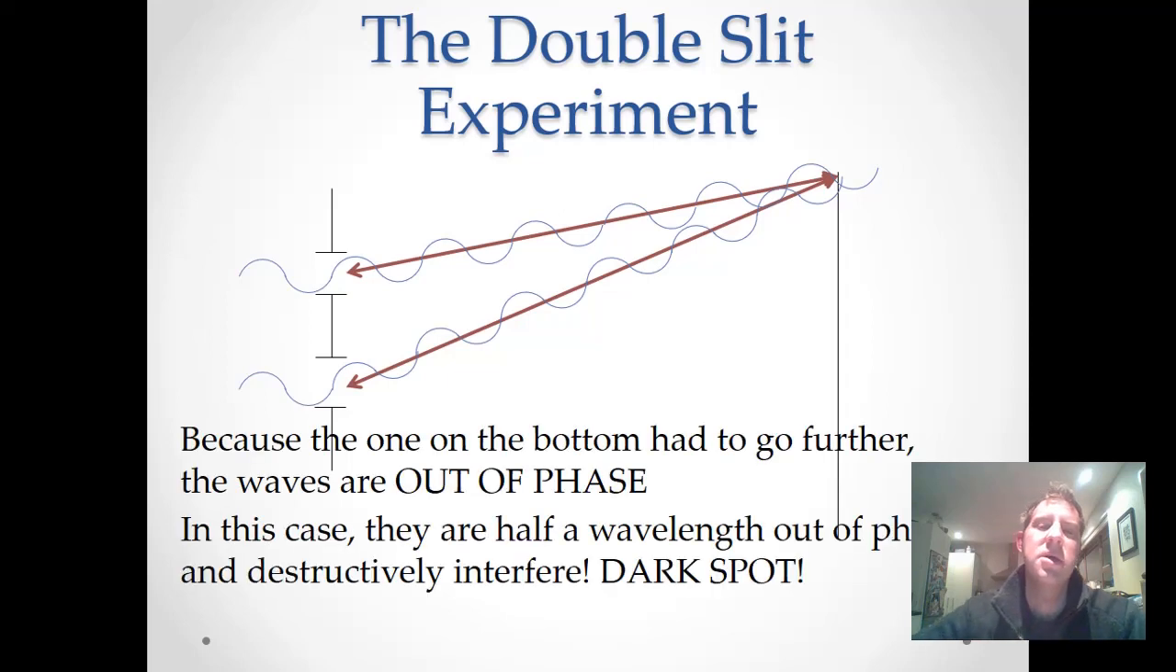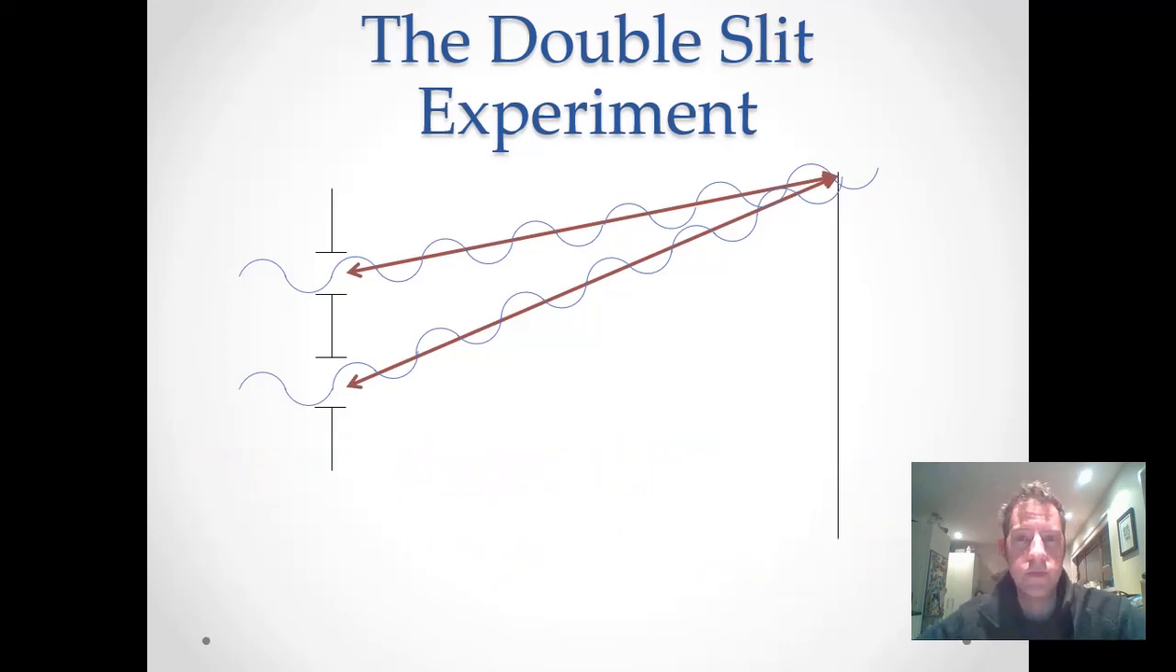They are half a wavelength out of phase, so they destructively interfere. The peak and the trough cancel out. When they cancel out, you get a dark spot.